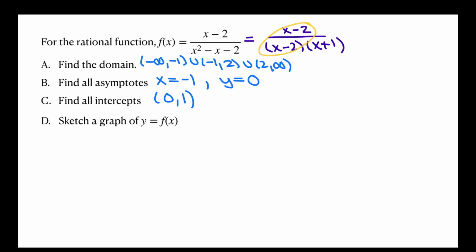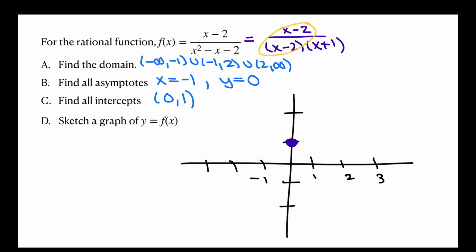All right, finally, let's put all this information together and create a graph. So once again, I'm going to start by graphing any of the intercepts that I found. I have only one intercept. It's at the point (0, 1).